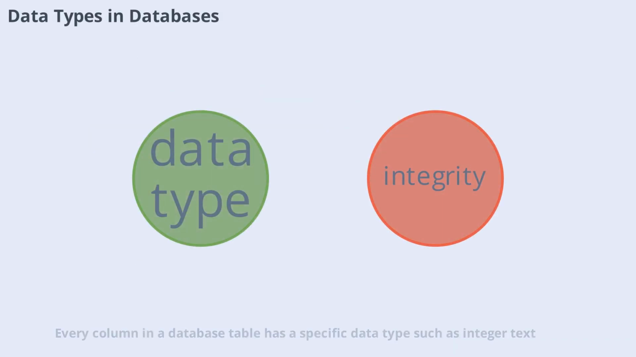Every column in a database table has a specific data type, such as integer, text, date, or Boolean. Data types help the database understand what kind of information is being stored and how to process it. For example, a date column ensures that only valid dates are entered, while a numeric column prevents text from being stored by mistake. Choosing the right data types is essential for data integrity and efficient storage.